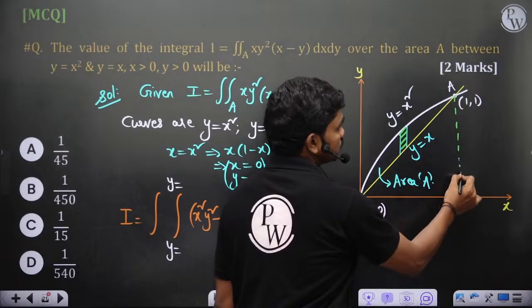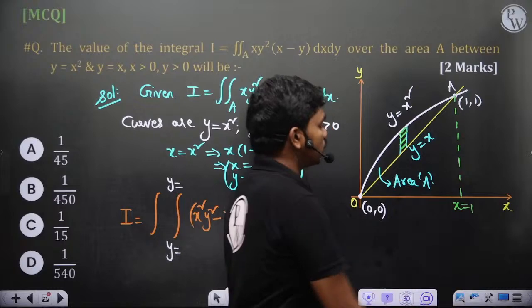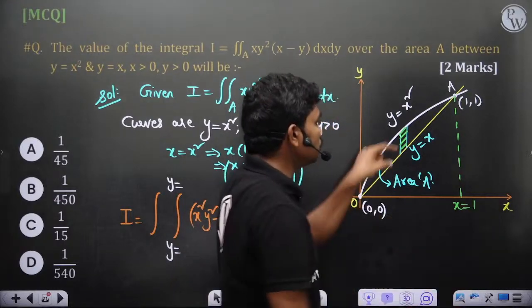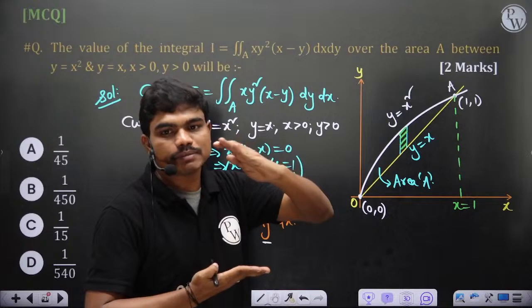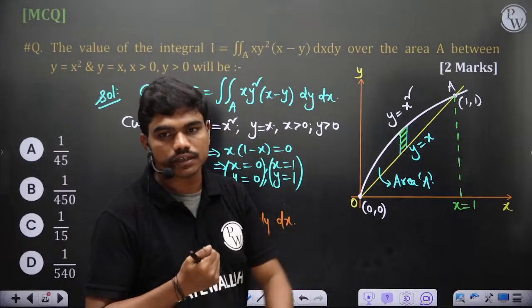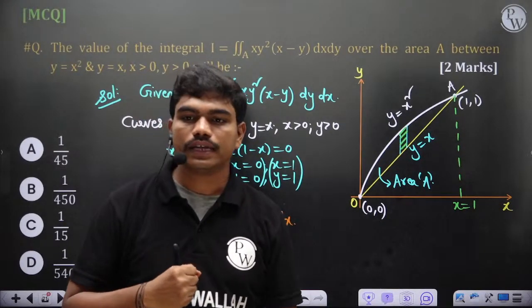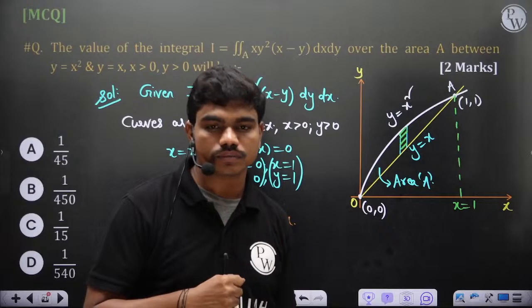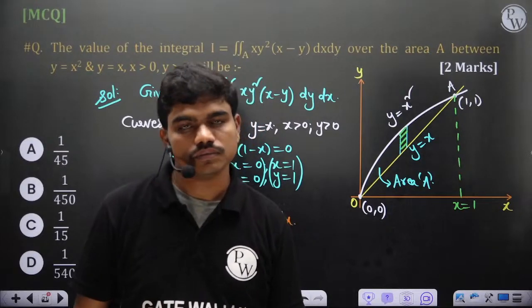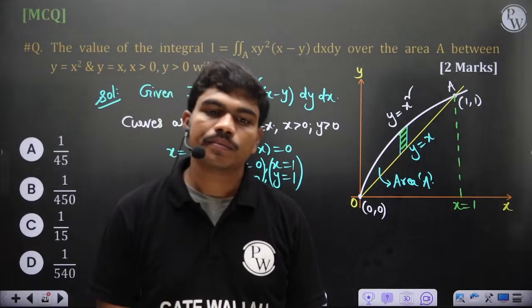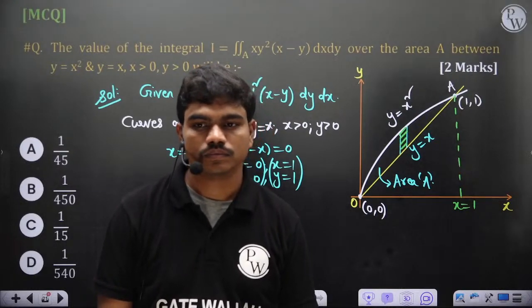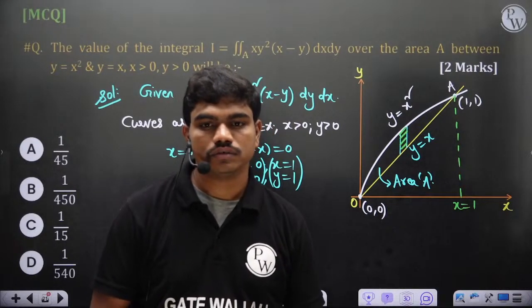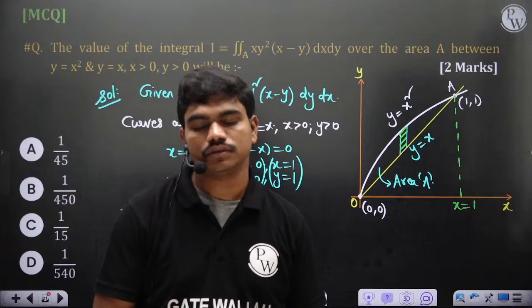Is this clear? So if this is x equal to 1, anywhere you move this step, always the lower bound is given by y equal to x and the upper bound is given by y equal to x square actually. Yes or no? Please type it in the chat box. Okay, can you all get this?